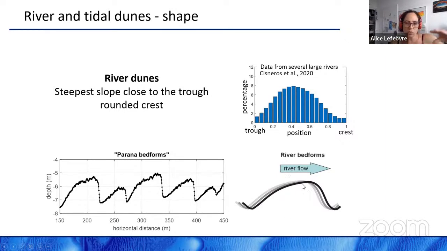We have river flow, it's flowing like this, and then it's eroding the sediment here at the crest and transporting it, and it's depositing here. And if it's too steep, then it's avalanching and things like that. So flat crest and the sediment moving in this direction makes sense.